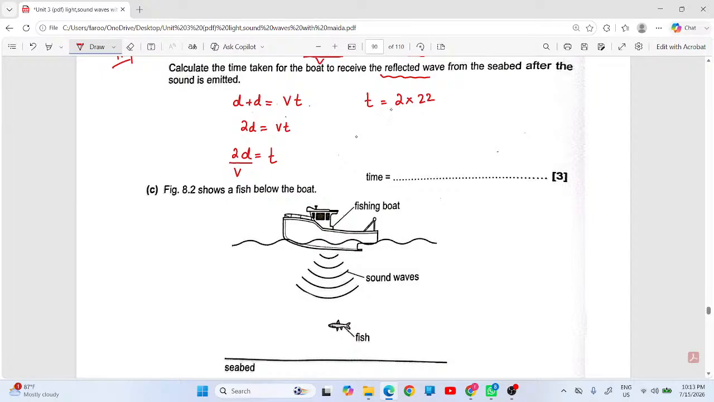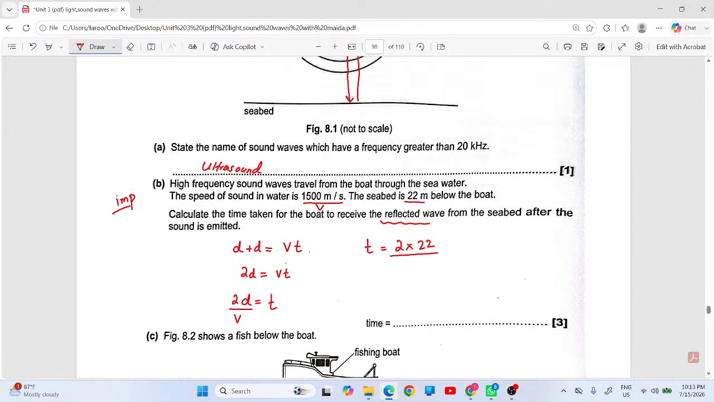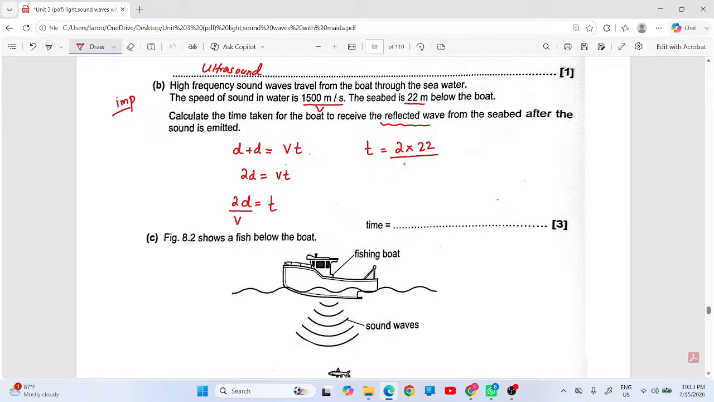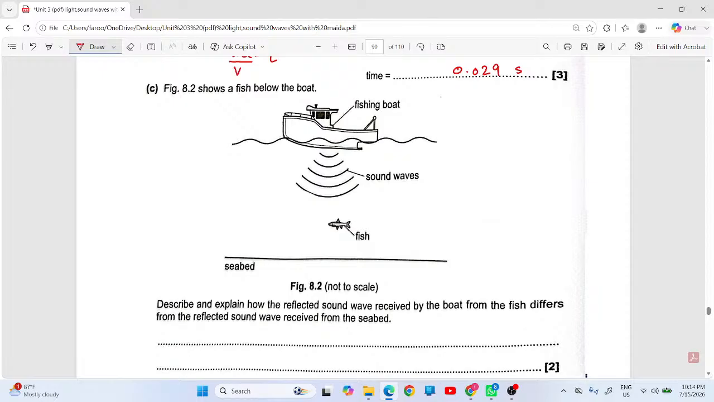So the time equals the distance, which is 22 meters, and the speed is 1500. 2 multiplied by 22 becomes 44, divided by 1500, gives 0.0293. For two significant figures, the answer is 0.029, and the unit is second.